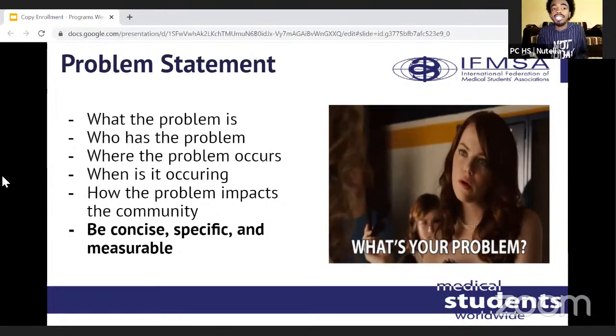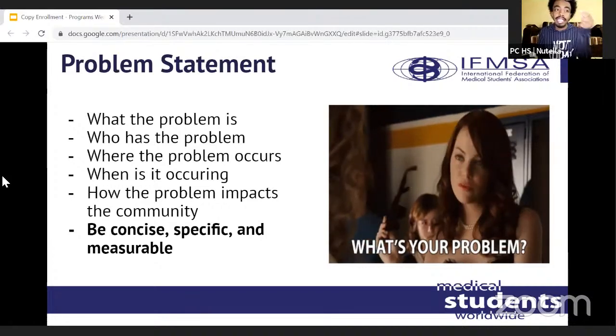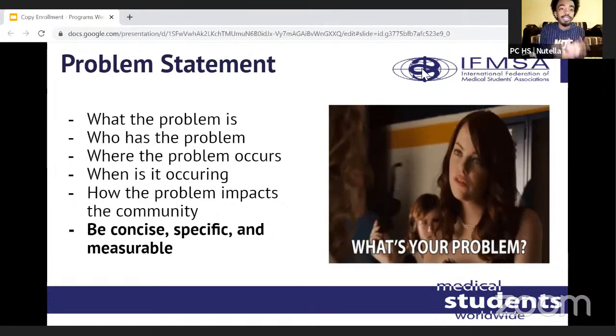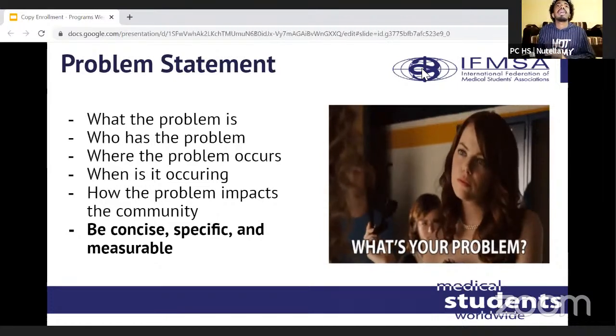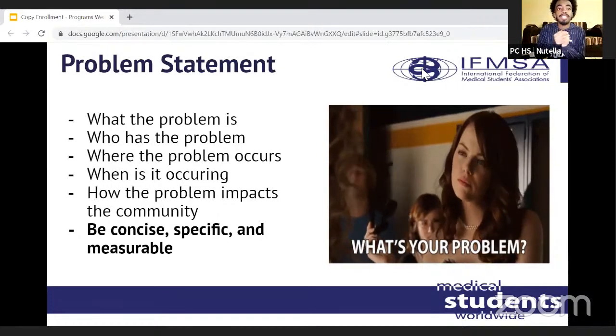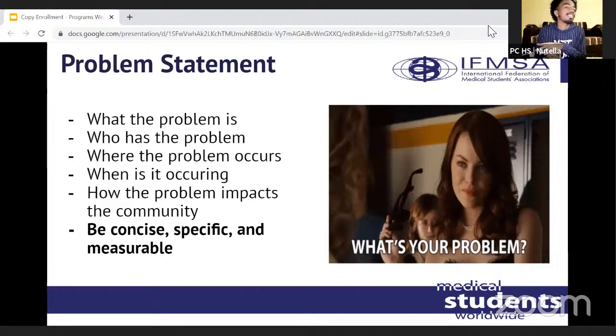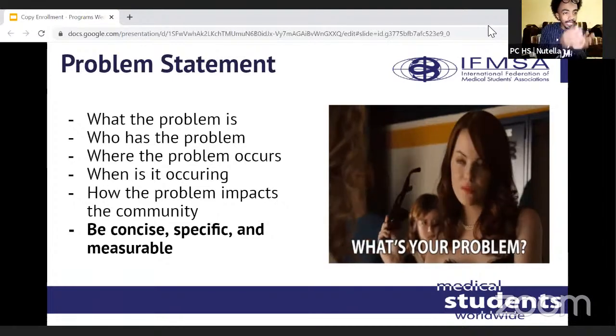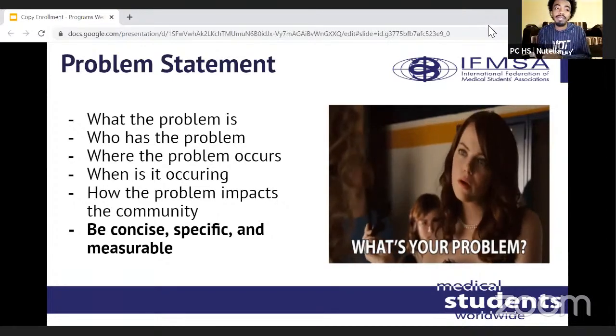Then you need to mention how the problem affects or impacts the community. We talked in the second point about who has the problem, but in this point, you need to define how that problem affects that particular group and the community around it. Is it causing them lack of access to healthcare? Is it causing them distress in their life? Is it affecting their socioeconomic status? You need to define a clear link between how the problem impacts the community and the problem itself.